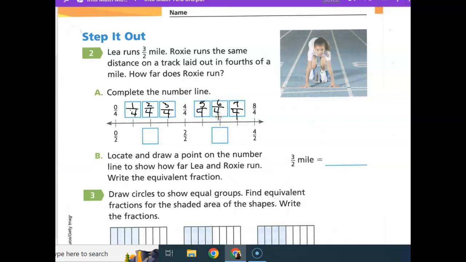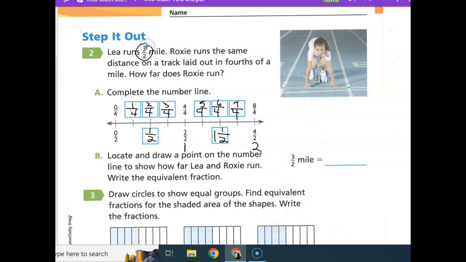Okay, and on the bottom, we have 0, and then we have 2/2, which is 1, right? So halfway between 0 and 1 is 1/2. And we're at 1, and we go to 2 here. And halfway between 1 and 2 is 1 and 1/2. Locate and draw a point on the number line to show how far Leah and Roxy ran.